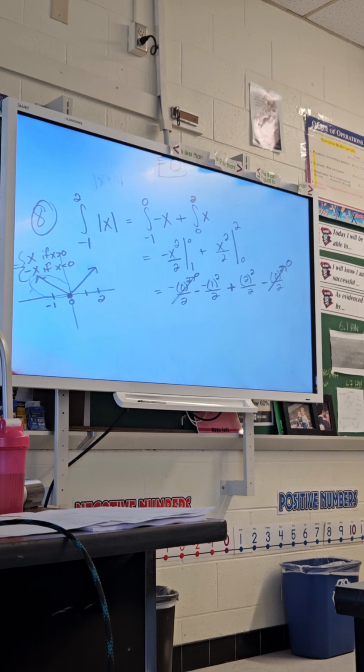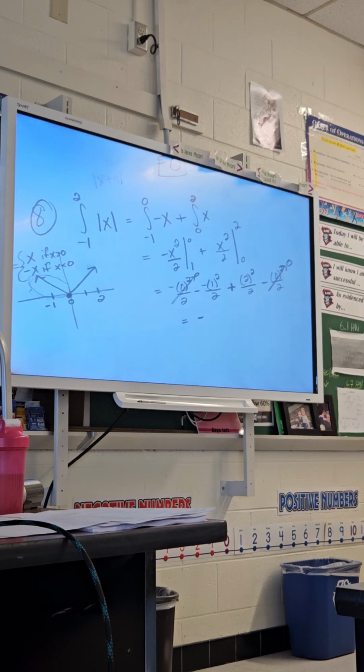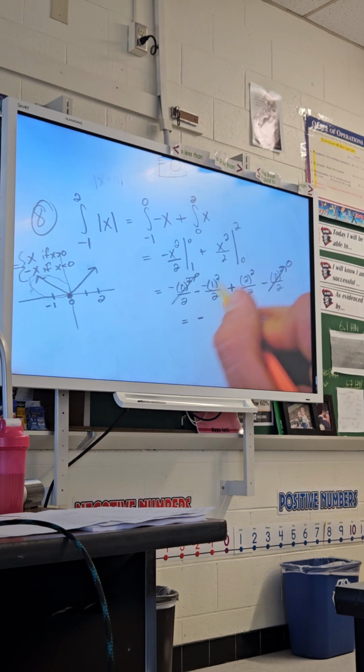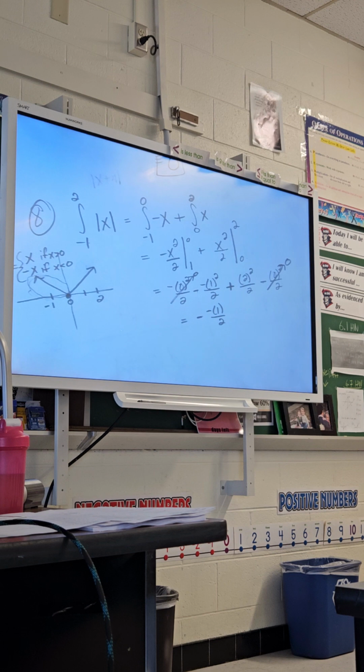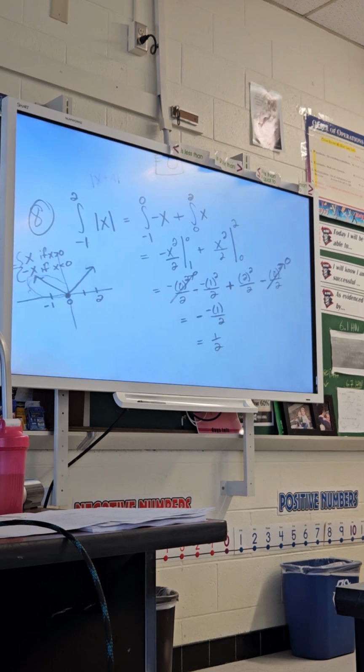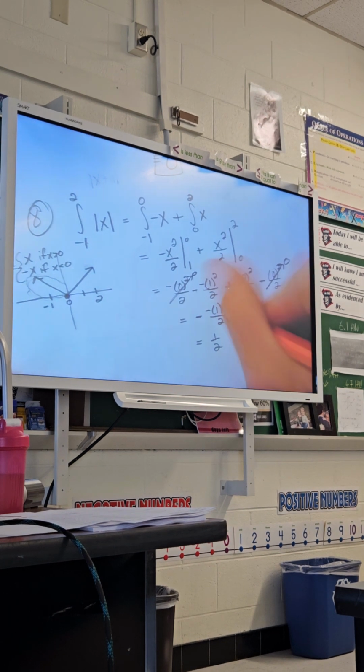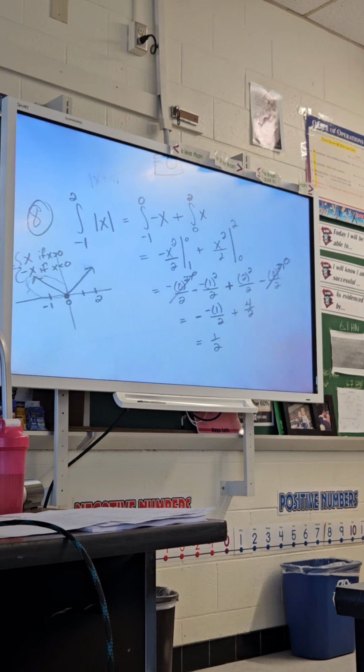Two of the pieces just go to 0. Bring down this negative. I have to do 1 squared first. This one is negative, which is just 1, but don't forget that negative still in the front. So this is negative 1/2. Ends up being positive 1/2. So it's negative negative. Y'all seen that? Plus 4 over 2 plus 4 over 2. 5 over 2.